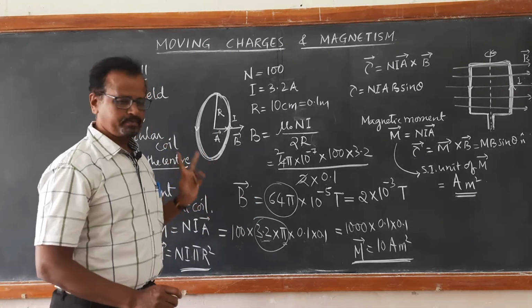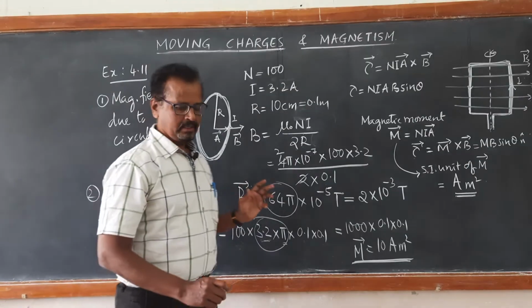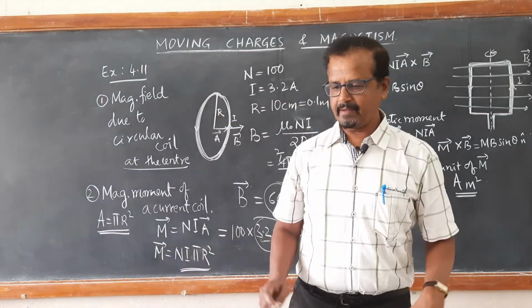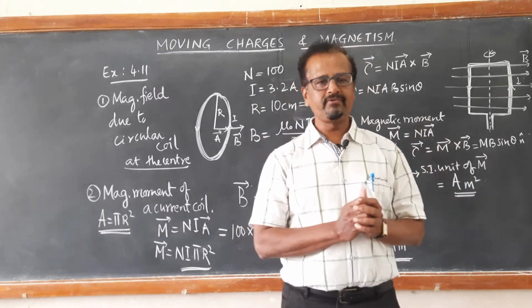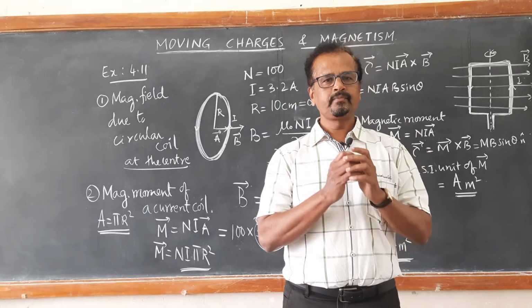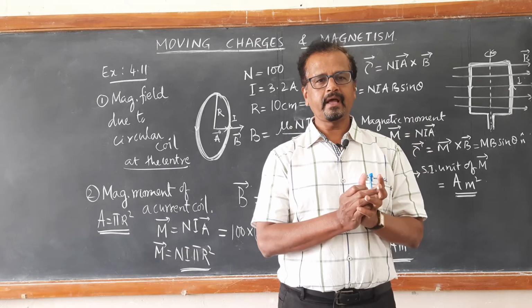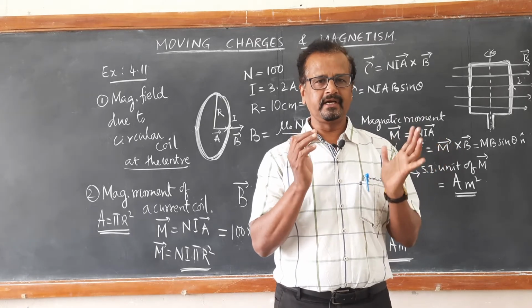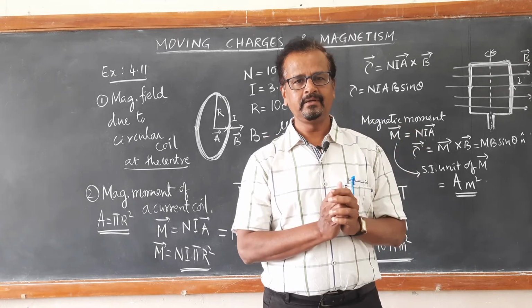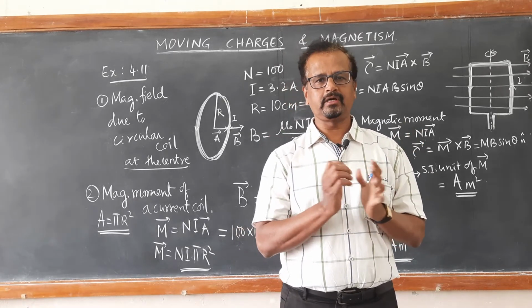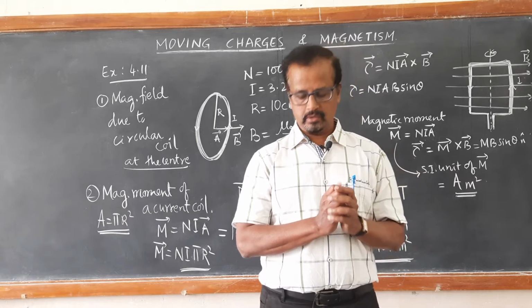Now, this is the first part of the numerical problem. Now, the second part: what happens if the same coil is kept in a strong magnetic field with its area vector having an angle of 30 degree with the external magnetic field. What is the torque, right? So, that is the question.